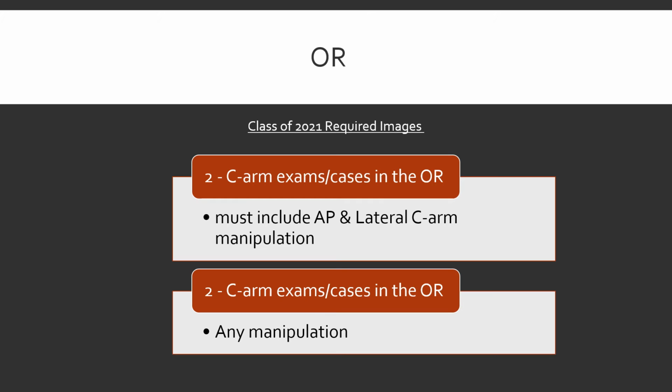OR. Class of 2021 required images. 2 C-arm exams and/or cases in the OR. They must include AP and lateral C-arm manipulation. 2 C-arm exams and/or cases in the OR with any manipulation.